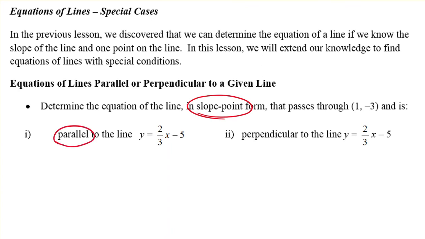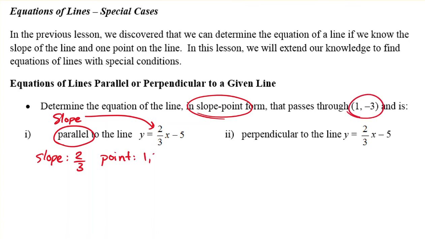When I hear parallel, I think, what is the slope of this current line? And the slope is 2/3. So what's parallel to a slope of 2/3? Well, parallel to a slope of 2/3 is 2/3. So the slope of our new equation, because it's parallel to this old equation, is going to be 2/3. And the point that we want it to go through is 1 comma negative 3, sorry.